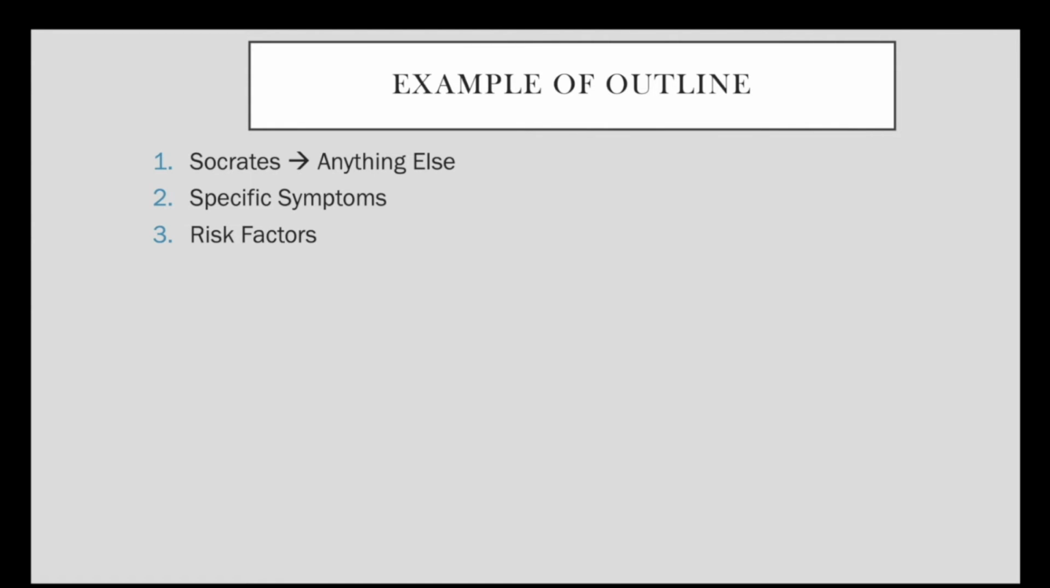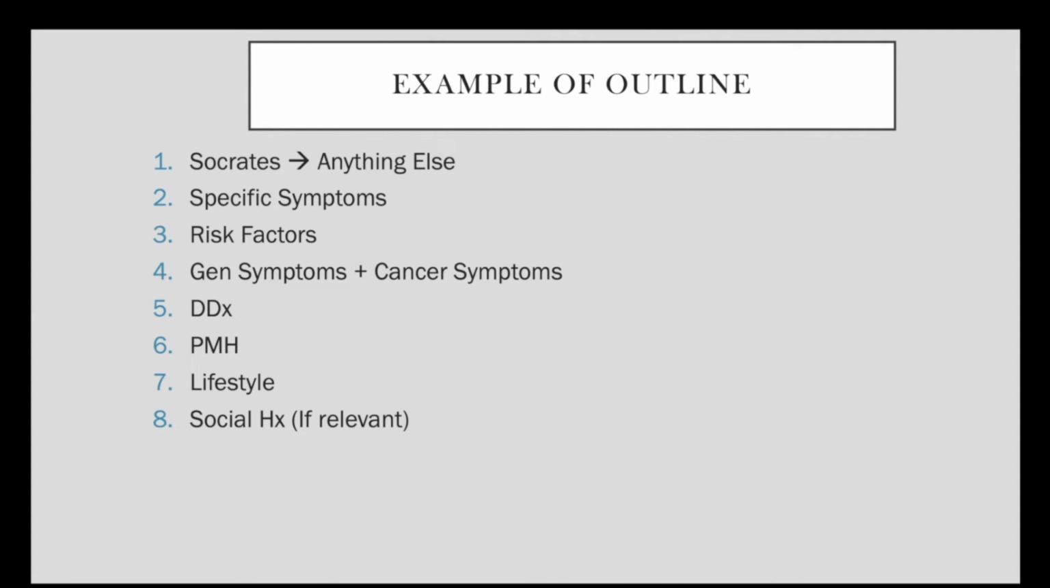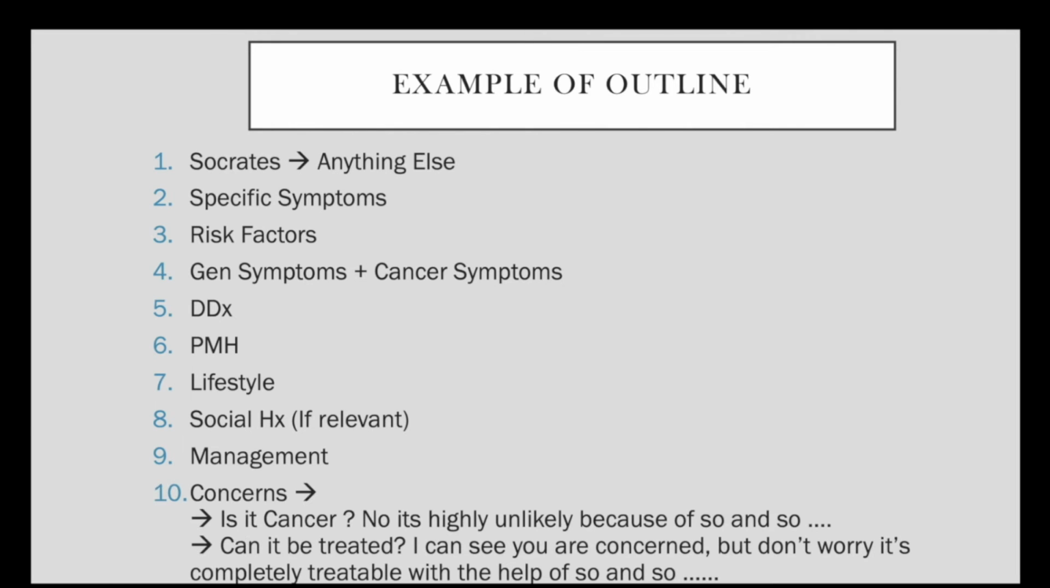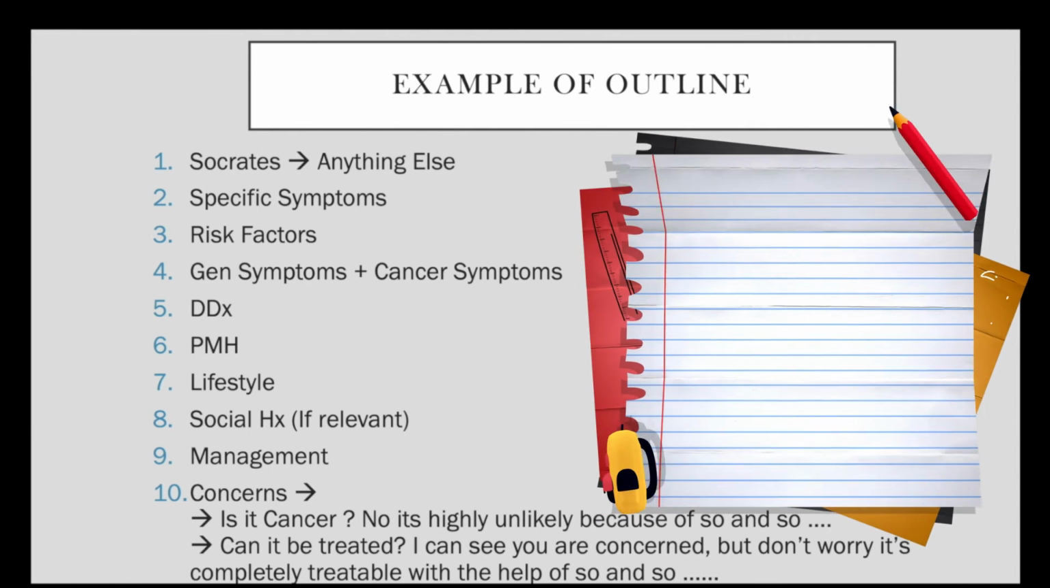This is the example of the outline that I'm trying to tell you. For example, this will be my outline if I write about back pain. So Socrates, then the next question will be anything else. Then I'll be asking specific questions related to the disease like BPH, prostate, cancer symptoms. Then I'll be asking about the risk factors to see if there are any. General symptoms and cancer symptoms I will ask. I'll ask the DDX, I'll ask past medical history, I'll ask lifestyle, I'll ask social history if it is relevant, I'll go to the management, and I'll write the concerns. Why have I written in detail in concerns?